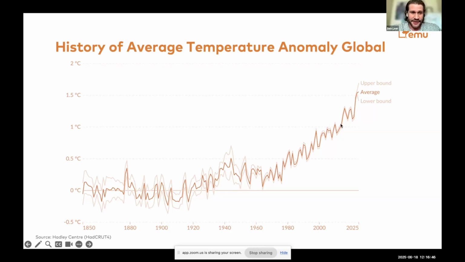This graph is making me a little bit sad, because when I started looking at these numbers back in the aughts, we were really trying to stay below 1.5 degrees Celsius. And I think that's kind of foregone at this point. So now our goal is really 2 degrees Celsius.